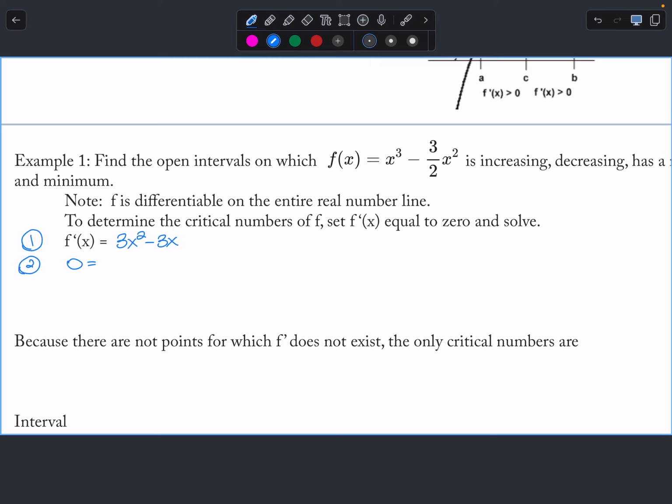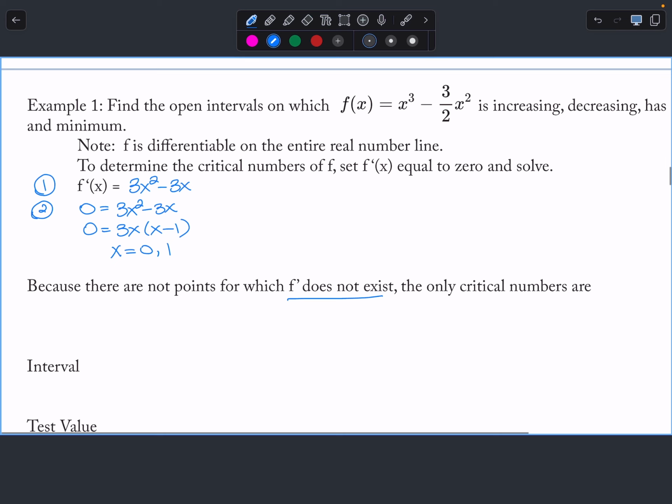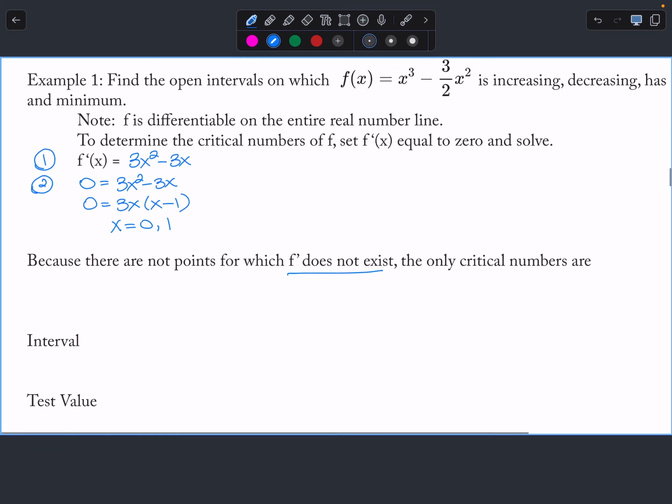Second step, I want to know what my critical numbers are, because once I can figure out where my derivative is equal to 0, then I can test points on the right and the left of those critical numbers, and I know whether or not the function is increasing or decreasing. So I set it equal to 0, so I can factor out a 3x. So I get x is equal to 0 and 1. There's no points where the derivative does not exist because there's no x in the denominator, so we don't have to worry about any additional critical numbers. And so now all we need to do is figure out where the function is increasing or decreasing.